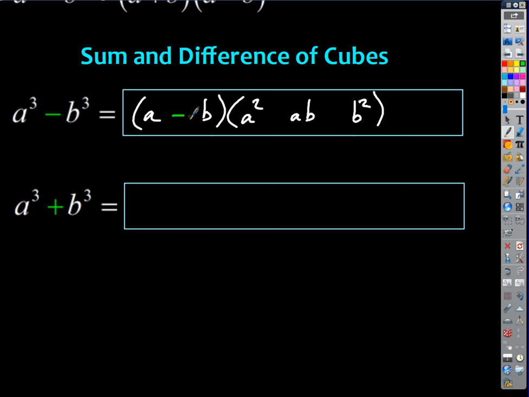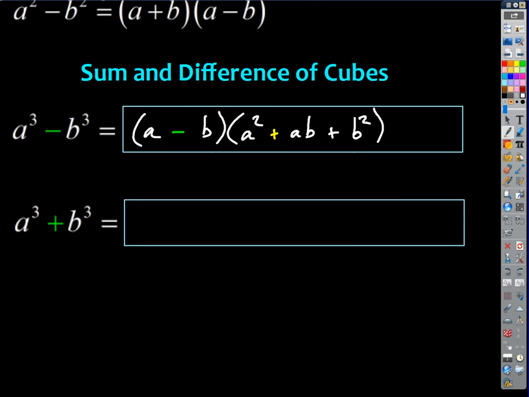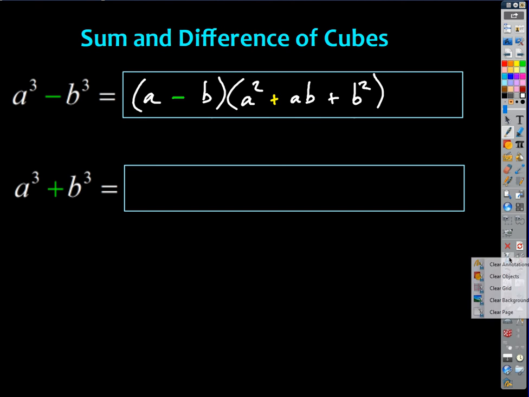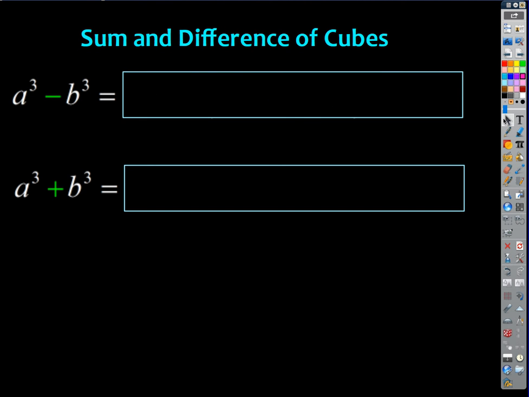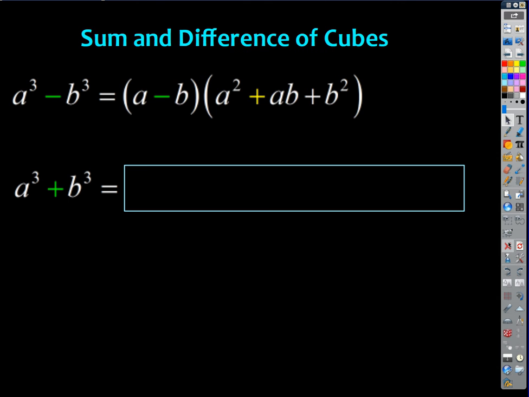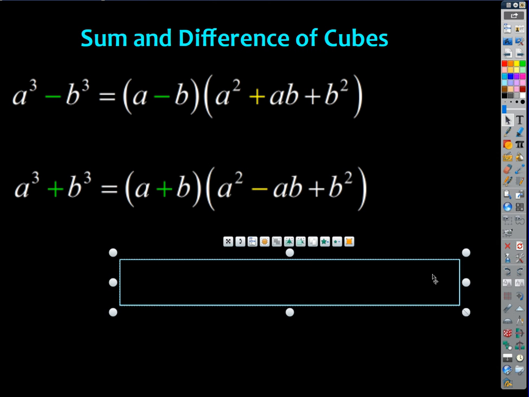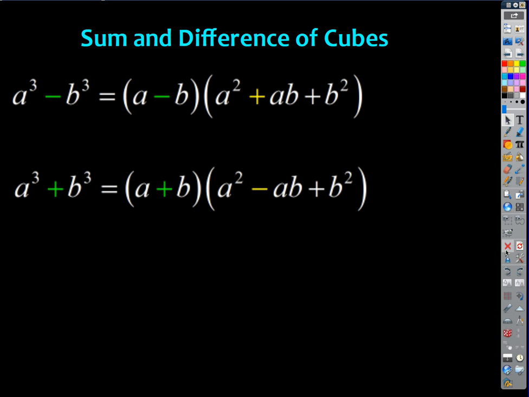Then it's going to alternate, so it goes from minus to plus and minus, plus, and then the last one is always plus, it never changes, right? Okay, make sense? So it looks like that, right? And then we follow the same pattern with the sum of cubes. If that's a plus, that makes that a minus, and that's always a plus, right? So there's our pattern, it's easy, okay?